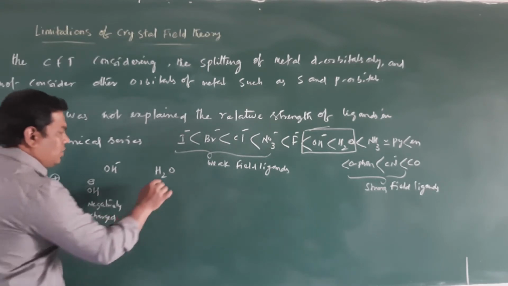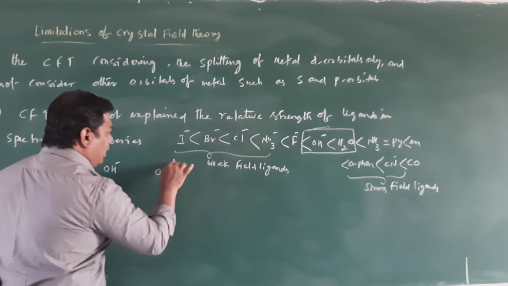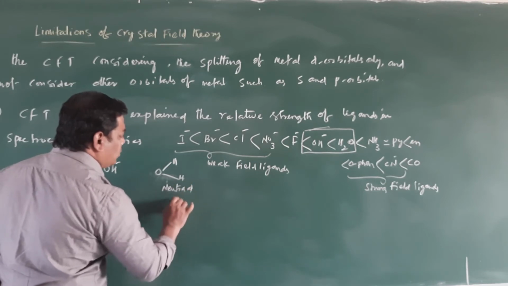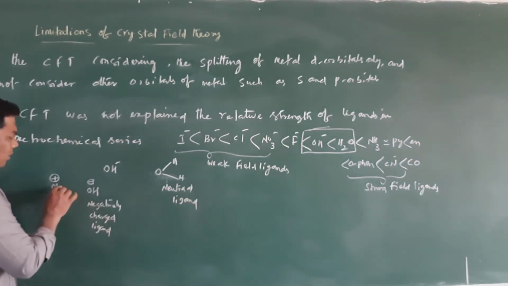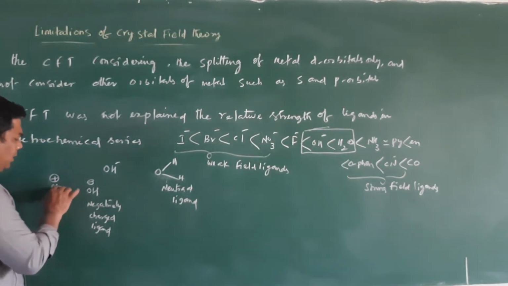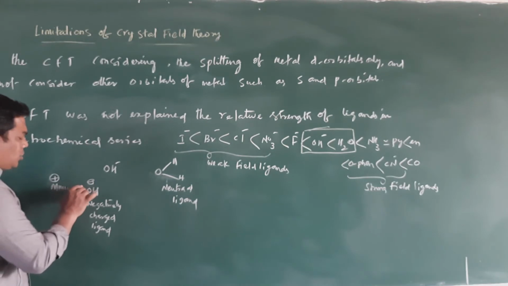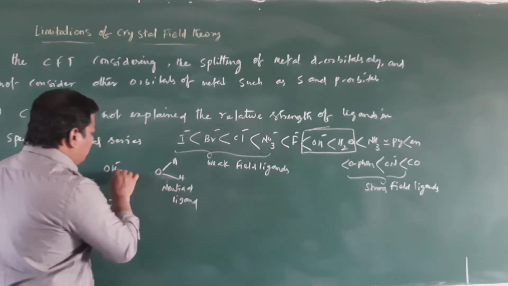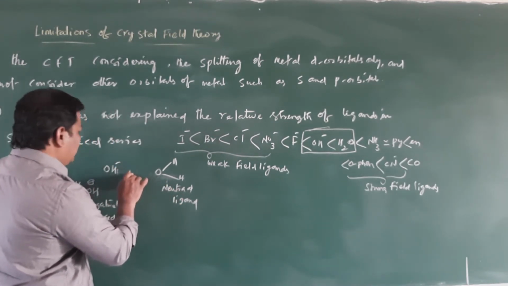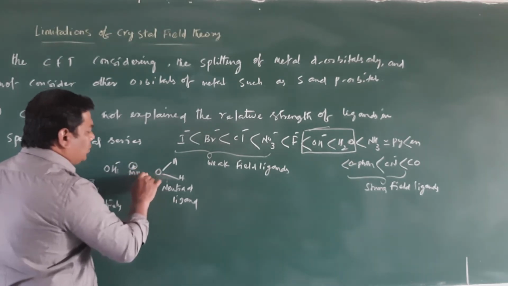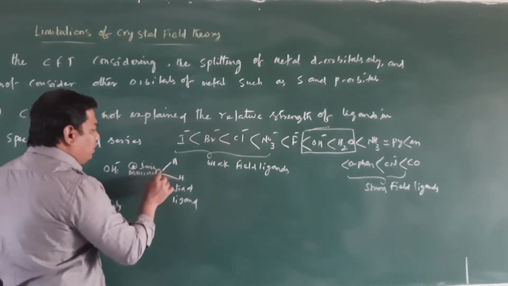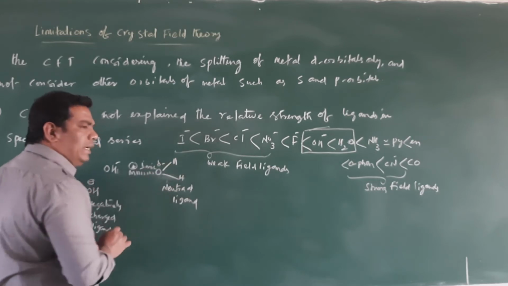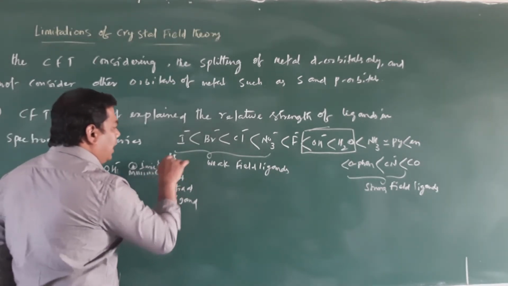Here the water molecule has O and two hydrogens. It is not a negatively charged ligand, it is a neutral ligand. We know very well that according to the crystal field theory, the interaction between metal and ligand leads to the formation of an ionic bond. The metal atom has a positive charge, so it develops an ionic bond here. But here it is a neutral ligand, so it develops only partial negative charge and partial positive charge.